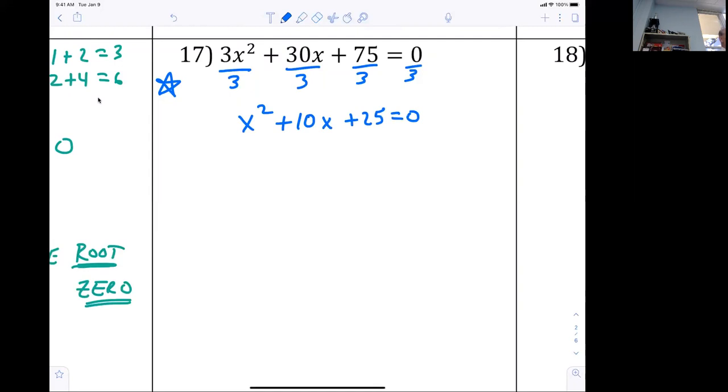Help me. x and x. x, 5 and 5. And so what would it be? Plus 5 plus 5 would be 5.